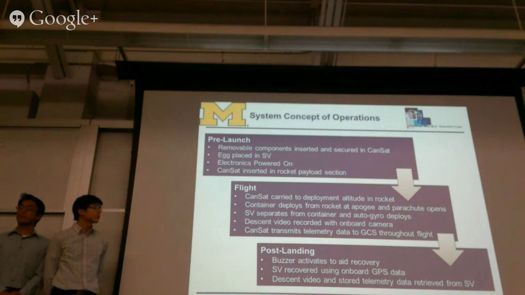So here is the system operations on the launch day. Pre-launch, it's going to be readying the CanSat, placing any removable components in there and securing them, the egg placed in, electronics powered on, and inserting the CanSat in the rocket payload section. Then we're going to go on to flight, on a later slide, and post-landing, the buzzer is going to activate for recovery, as well as the onboard GPS data.